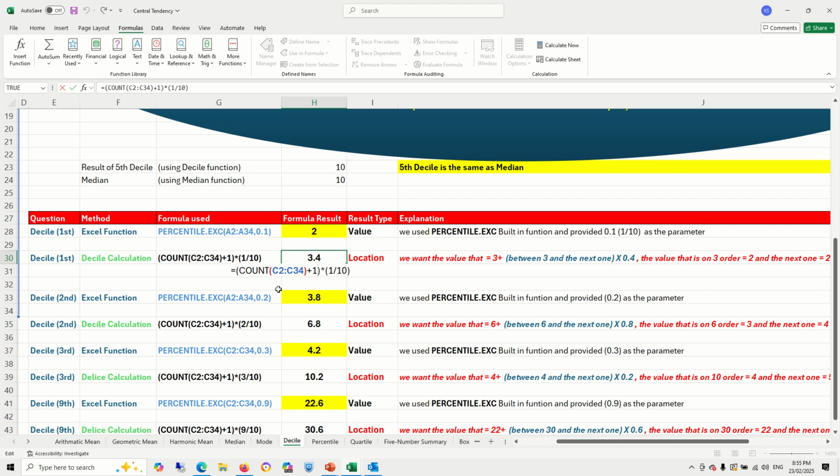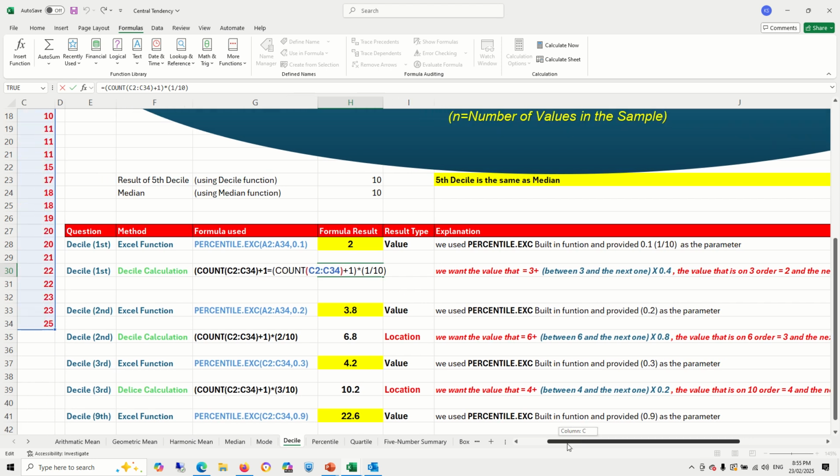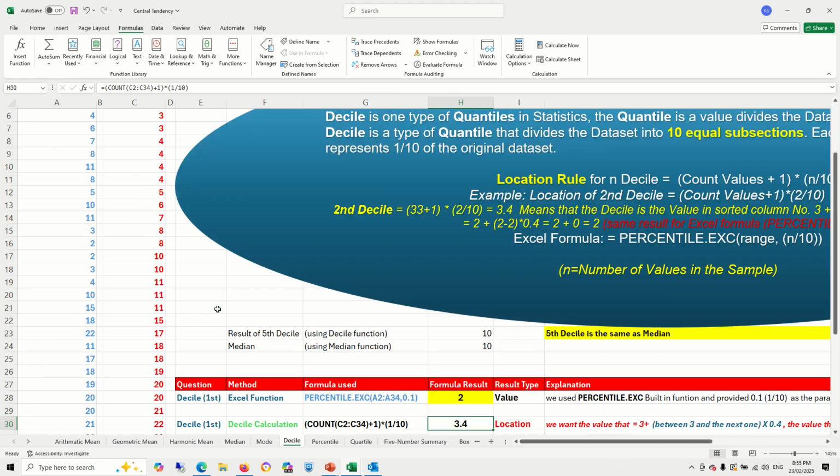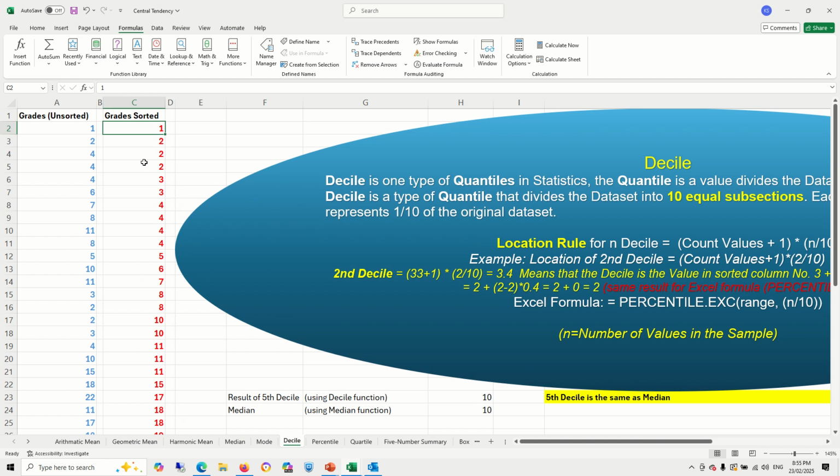equals count, then open bracket, highlight all cells, and plus 1 to get the number of values plus 1, then it is multiplied by 1 divided by 10. It will give us directly not the value, but as you see, the location, which is 3.4. So when we look at here, where is 3.4? This is 1, 2, 3, which is 3, 2. So the third one, as you see here, is 2.